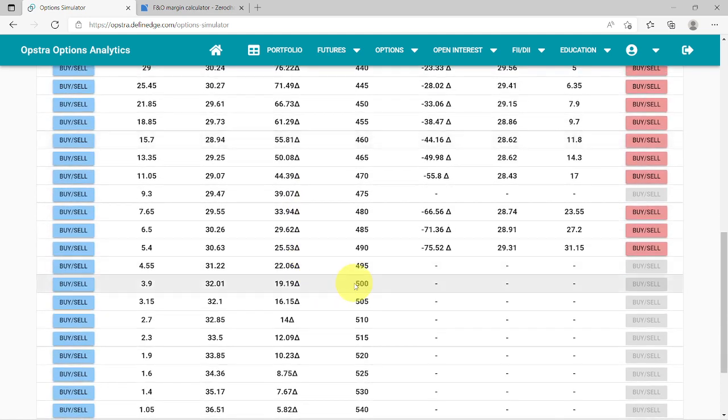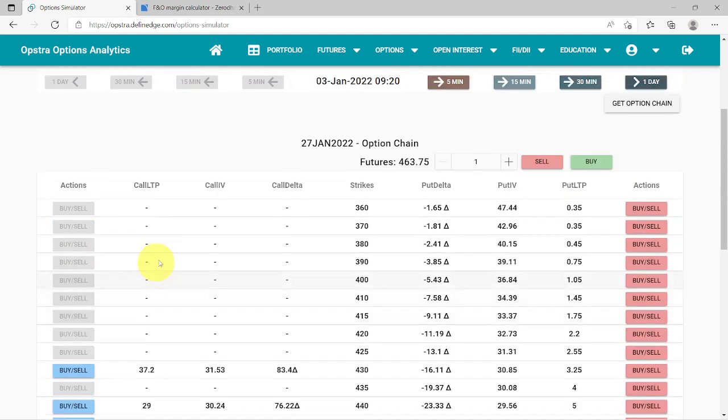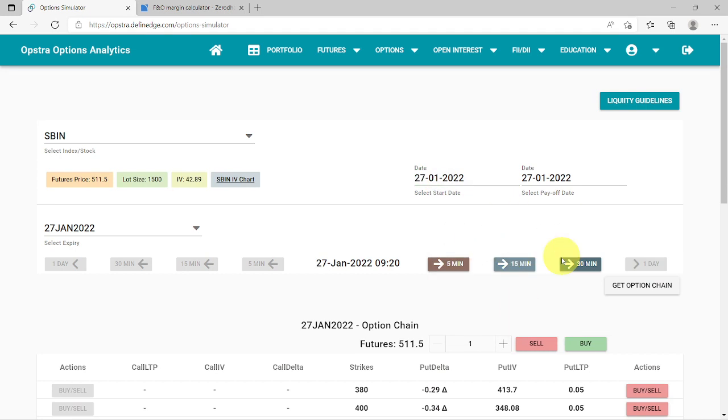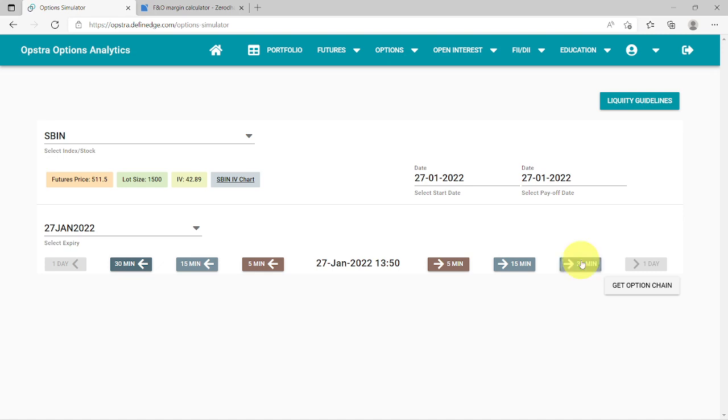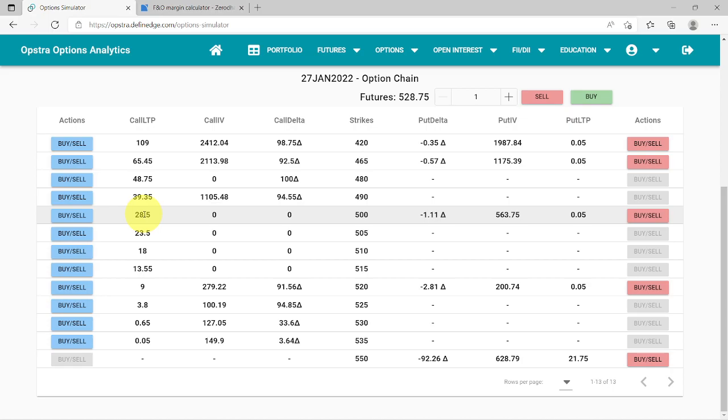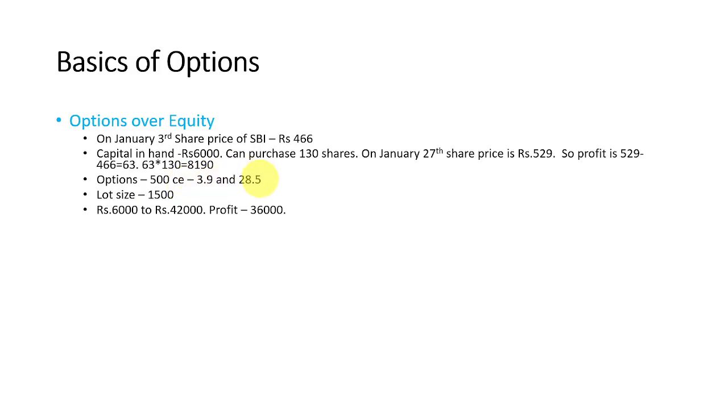So the 500 call option price is trading at 3.9 on Jan 3rd, and by 27th Jan, which is the last Thursday of the month, the price was at 28.5. So from 3.9, it has become 28.5, which is almost 7 times. The lot size for SBI is 1,500. It differs for each stock and index. So let's consider this as 4 rupees, 4 into 1,500. You would have invested 6,000 and it has become around 42,000. So your profit is 36,000.